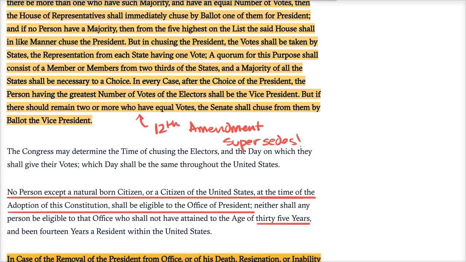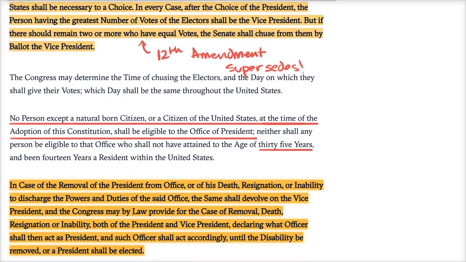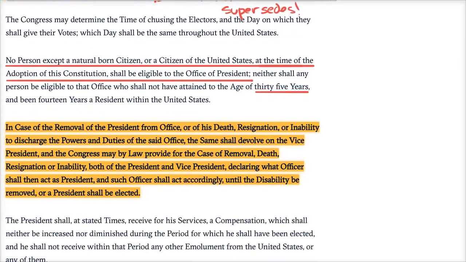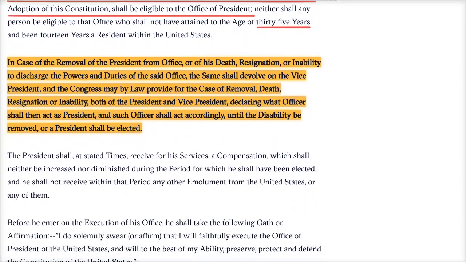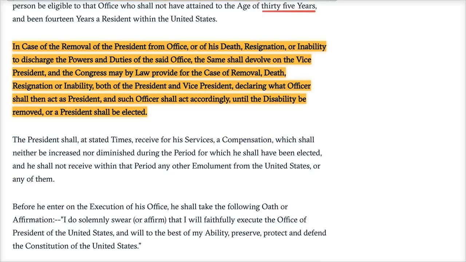But the peculiarity of having the original system, where the first place winner in the Electoral College became president and the second place winner became vice president, was so unwieldy that that provision of the Constitution was amended, and now, as we know, presidents and vice presidents run on a single ticket.